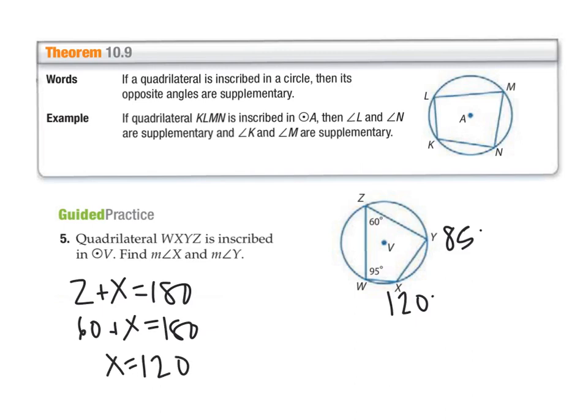I did the same thing for the other one. W and y are also supplementary. So 95 plus the measure of angle y is equal to 180. If you subtract 95 on both sides, you get y equals 85. So those are the two answers.